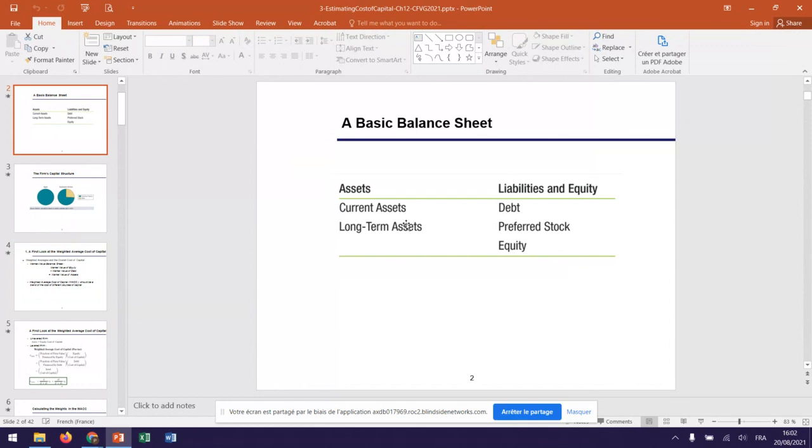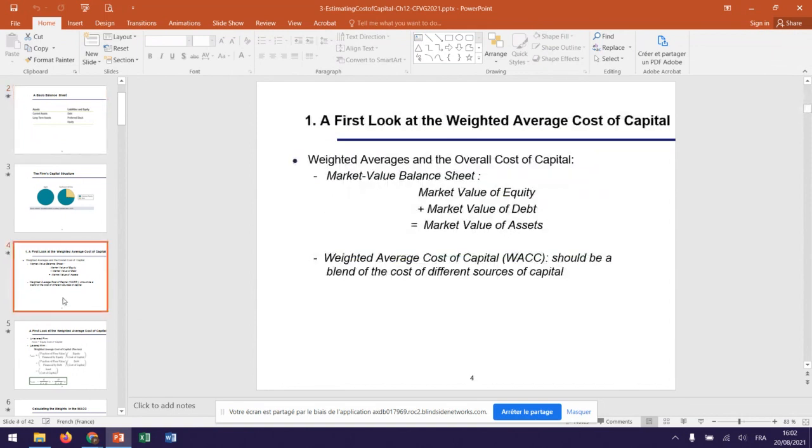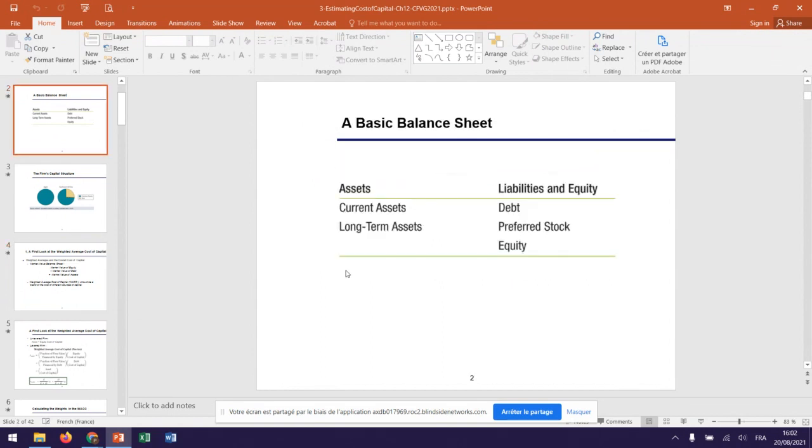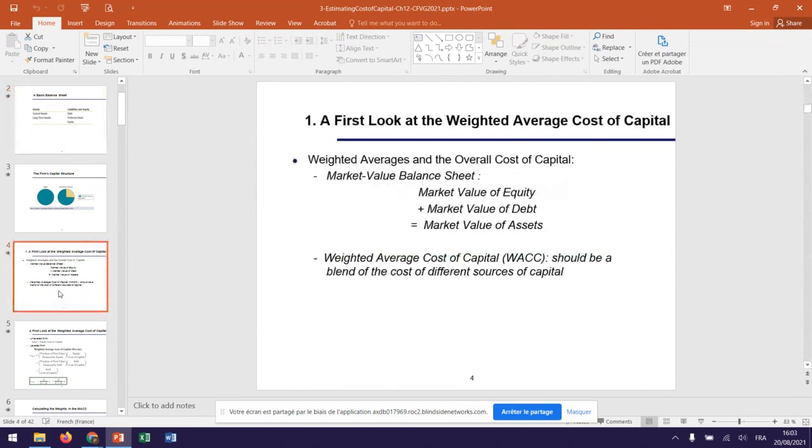When you learn financial statement analysis, you look at the book value that you can see on the balance sheet in the financial reports. But in finance, we look more at the market value balance sheet. So everything is based on the market value of assets, market value of debt, market value of preferred stock, and market value of equity.